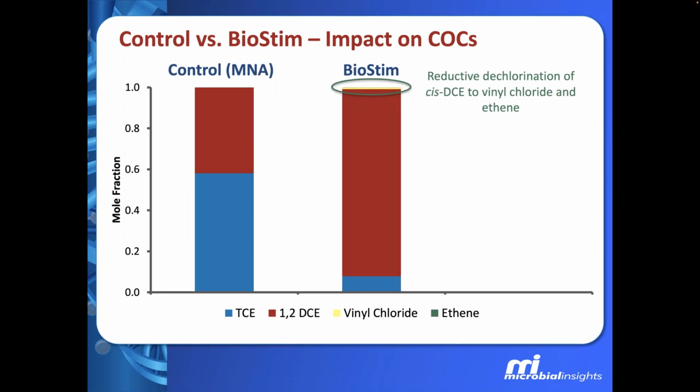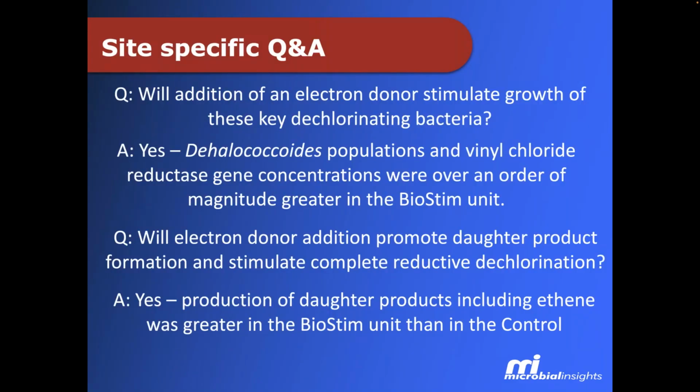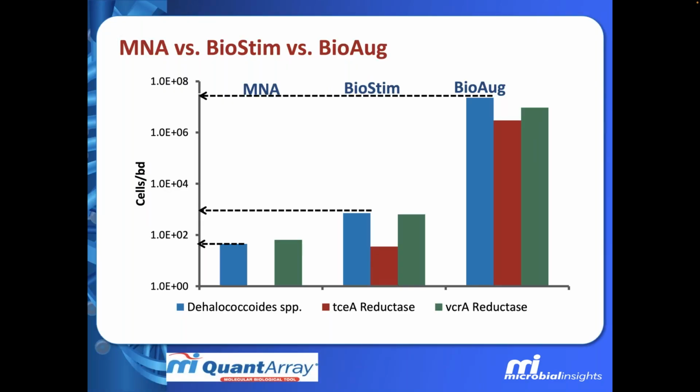And if we look at the chemistry in the M&A unit, you see we're only seeing TCE and DCE, so a classic DCE stall. But in the presence of the biostimulation amendment, as you can see, there has been a stimulation and transformation of TCE to DCE, and now we're also picking up vinyl chloride and small amounts of ethene as well. So I've pretty much answered those questions. For sake of time, let me go on.